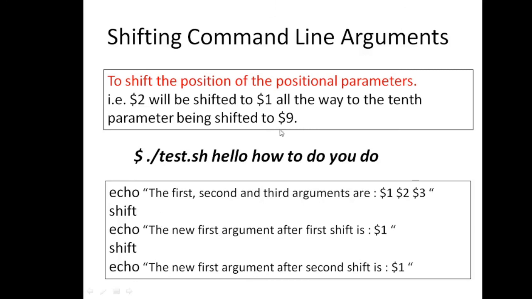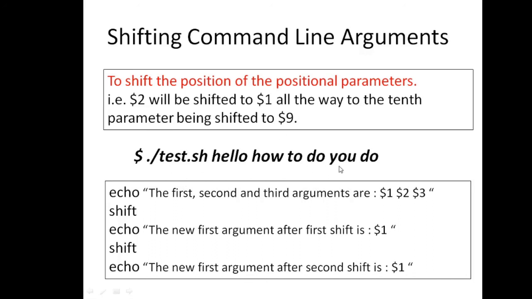Now I can also use the shift command for shifting the command line arguments. I am writing a general purpose program where I will be using the variable $1, but I want to get all the arguments, so I can use the shift command to shift the position of the positional arguments. So when I give the shift command, $2 will be shifted to $1 and $3 will be shifted to $2 and so on. So the 10th argument will be shifted to $9.